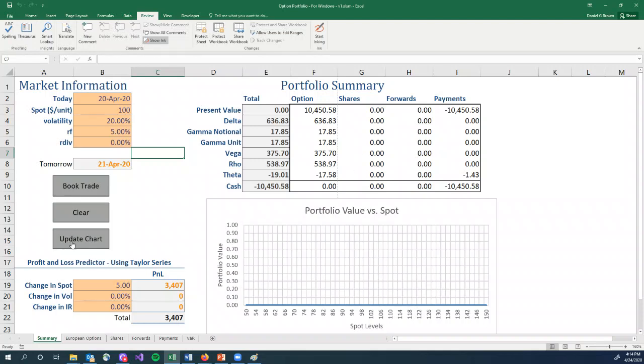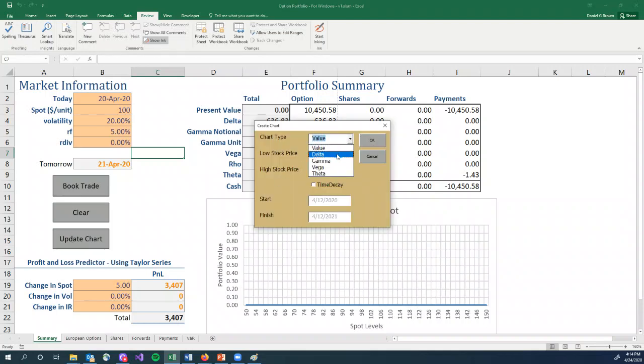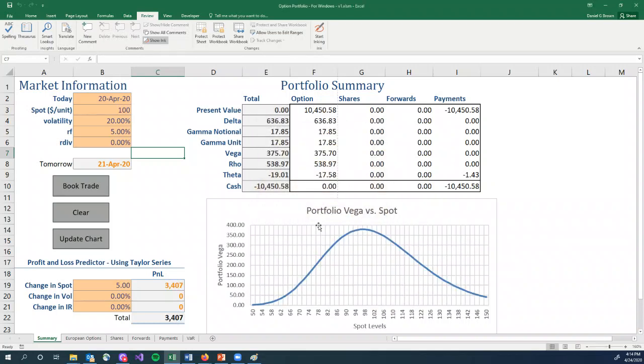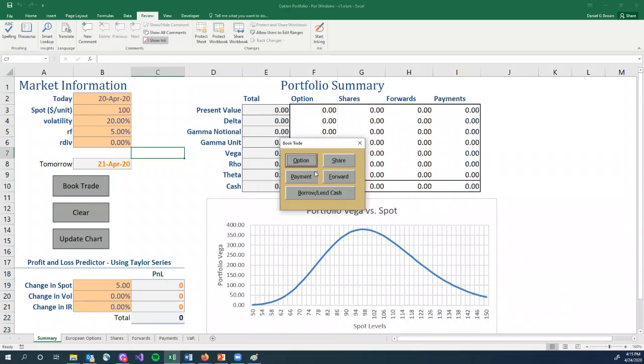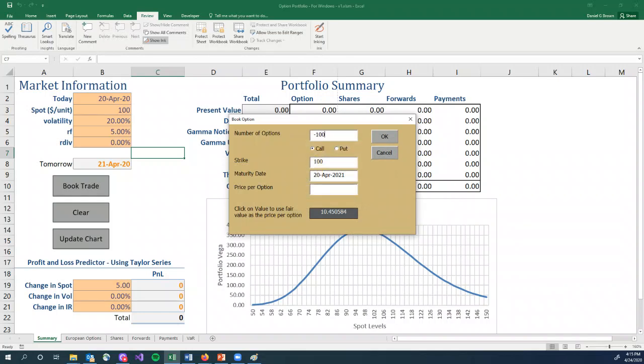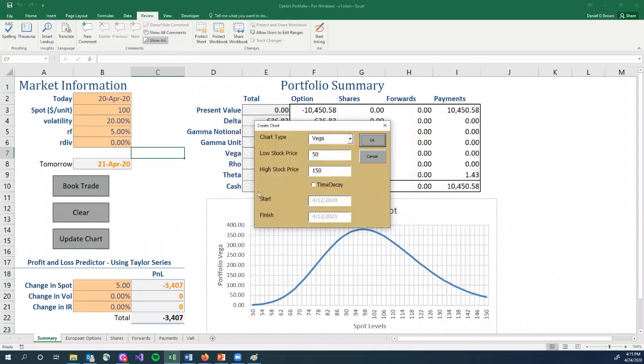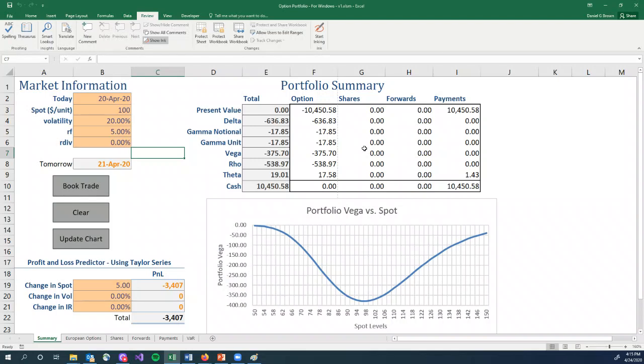So if we look at our chart and look at our Vega, we see that the Vega is positive if we're long options. The Vega of a call is the same as the Vega of a put. And if we change our position and go short the options, so we'll sell 1,000 call options, strike of 100, maturity 1 year, and we look at our Vega, we can see the sign of the Vega has flipped. We have a negative Vega.